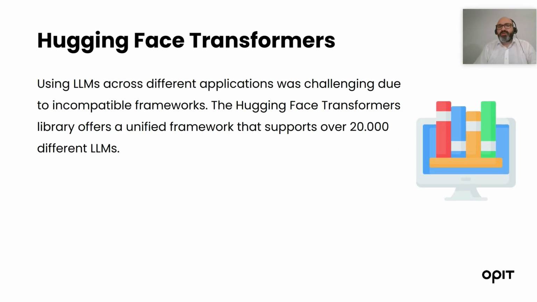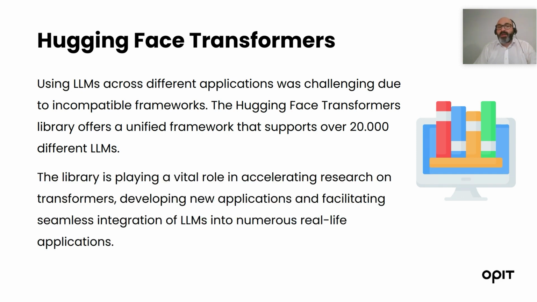Using LLMs across different applications was challenging until a few years ago. This was because many researchers used several different frameworks to develop LLMs. Some of them used PyTorch, some of them used TensorFlow, some of them used other frameworks. The Hugging Face Transformers library offers a unified framework that supports over 20,000 different LLMs. The library is playing a vital role in accelerating research on transformers, in developing new applications, and in facilitating seamless integration of LLMs into many different real-life applications.